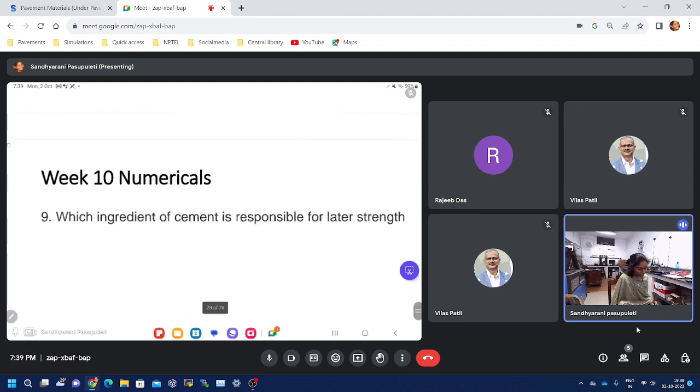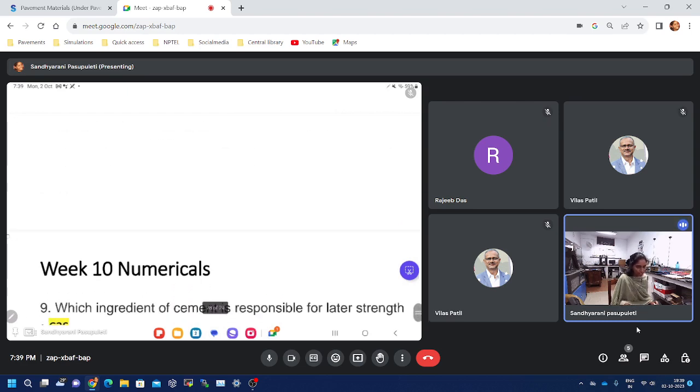Which ingredient of the cement is responsible for later strength? We have 4 ingredients: C3S, C2S, C3A and C4AF. For early strength, C3S is responsible. For later strength, C2S is responsible.